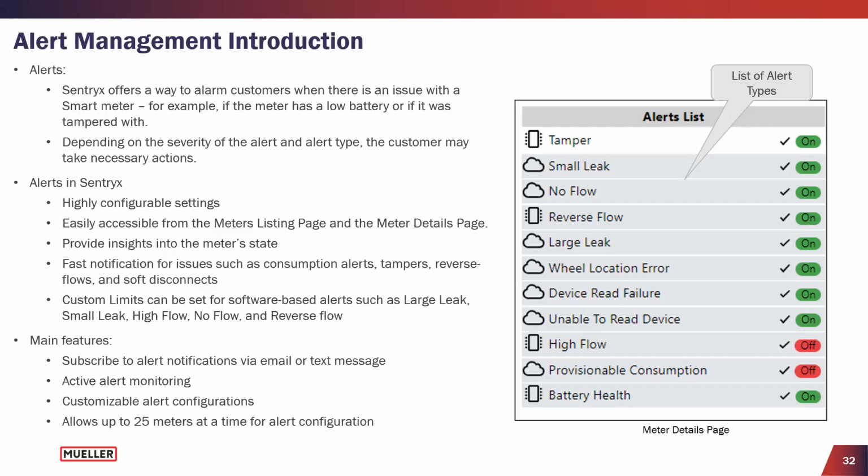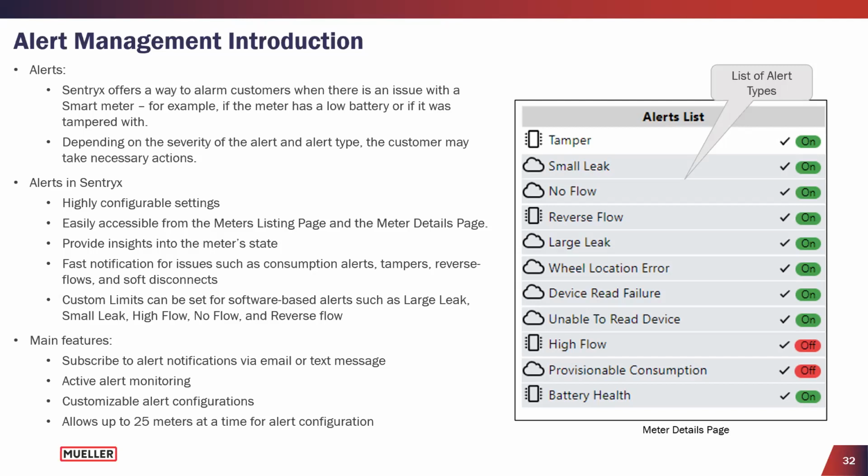We have a fast notification system, such as consumption alerts, tampers, say reverse flows. If you had multiple on a single street, you might even have a water main break. So that's something that we could monitor with our alerts, and you can hone in on a problem before a larger problem occurs. That's really what we're aiming for here. And you also have soft disconnects.